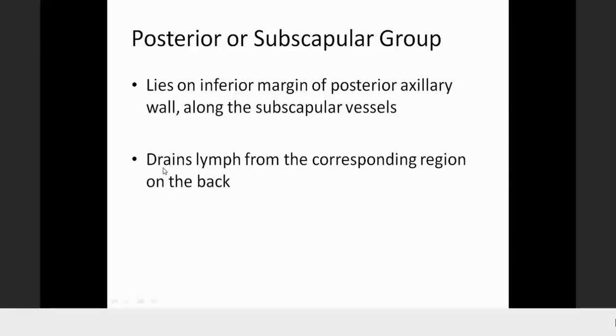And they drain lymph from the corresponding back region above the level of the breast. The back region is drained by these subscapular group of lymph nodes.